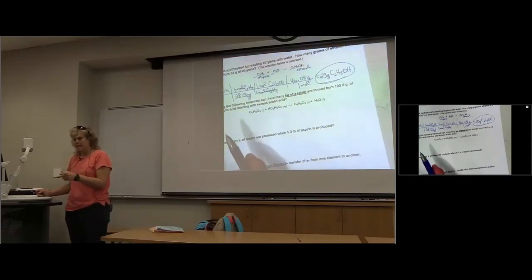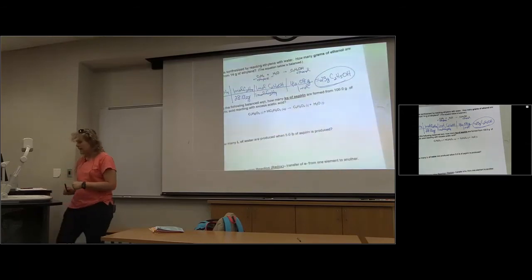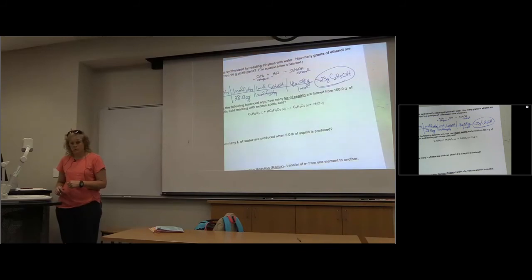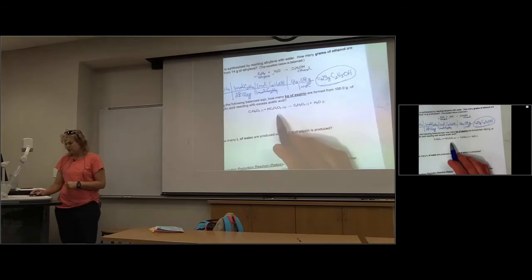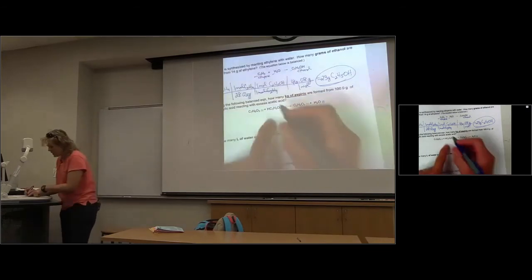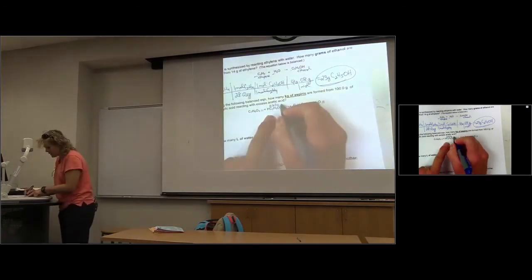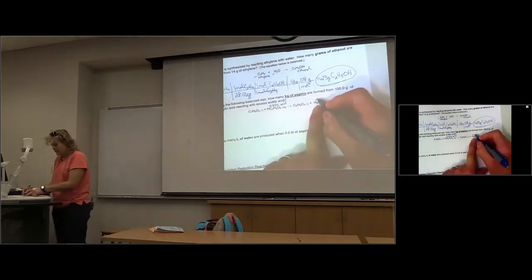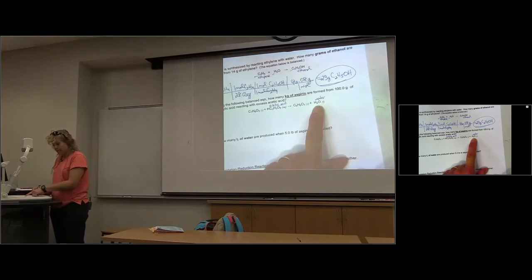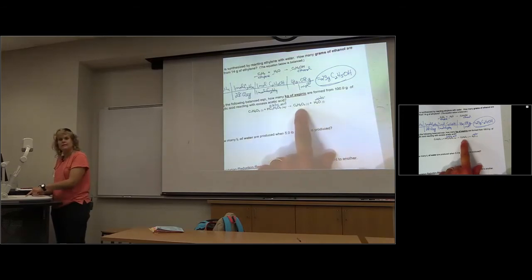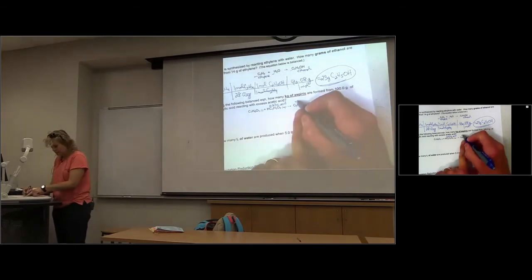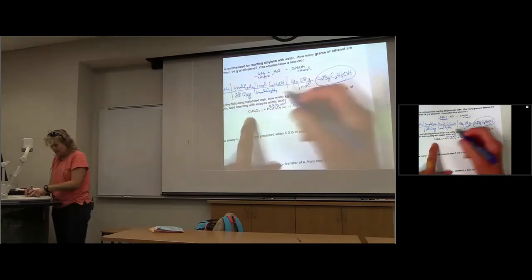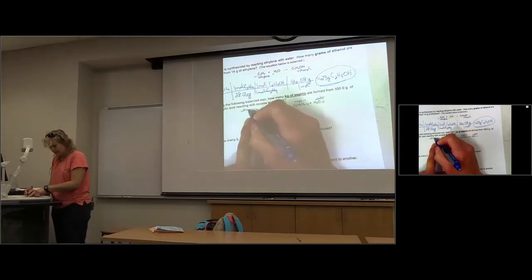Acetate makes acetic acid. So which one is acetate? Where is acetic acid here? HC2H3O2. This is acetic acid. This is obviously water. Who is this? Aspirin. And this is the salicylic acid.